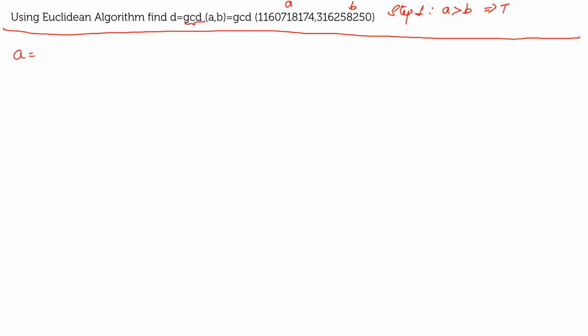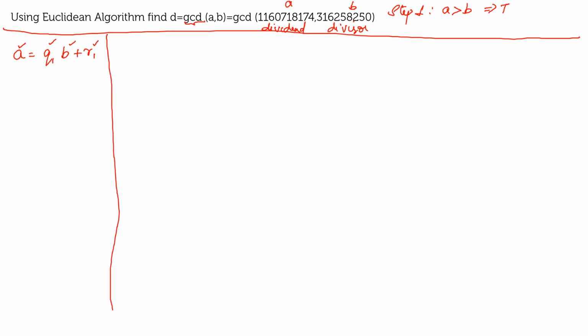A is equal to Q1 into B plus R1. So what is your A and B? A and B are nothing but the values given in your question, where A becomes the dividend and B becomes the divisor. So your greater number becomes the dividend and your smaller number becomes the divisor. Okay, and when you divide both, you will get the quotient and the remainder. So in the first step, the quotient is taken as Q1 and the remainder is taken as R1.